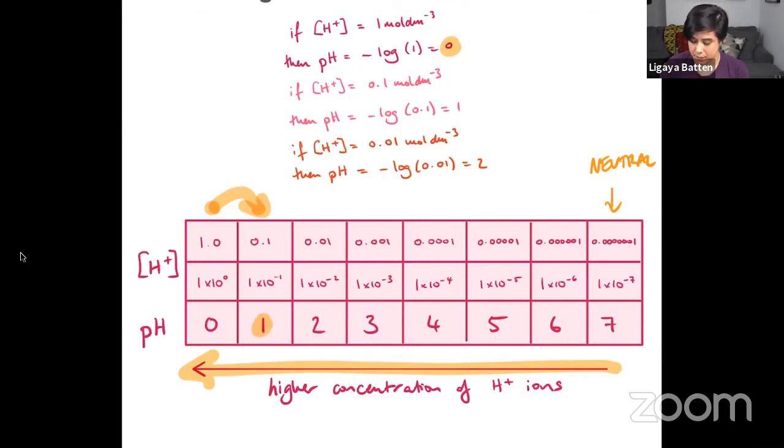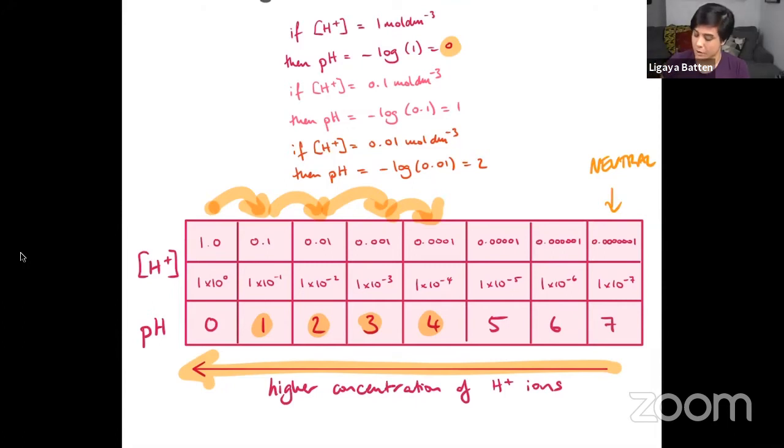If we divide that by 10, it's going to increase the pH by 1. So every time we divide the concentration of H+ by 10, we're increasing the pH by 1. You divide by 10, increase by 1. So it's an inversely proportional relationship. That's why we've got pH equals minus log. And this log means that we're timesing or dividing by 10.